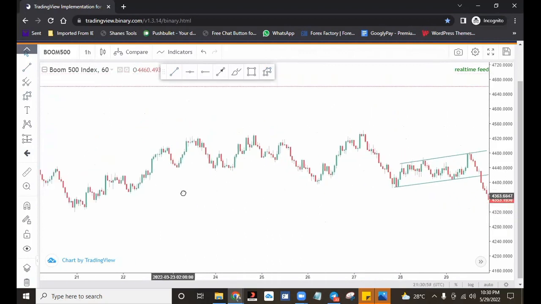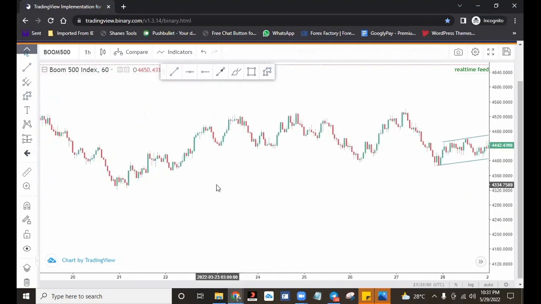Okay, so you need to go to your charts and train your eyes to be able to see these things whenever they form.